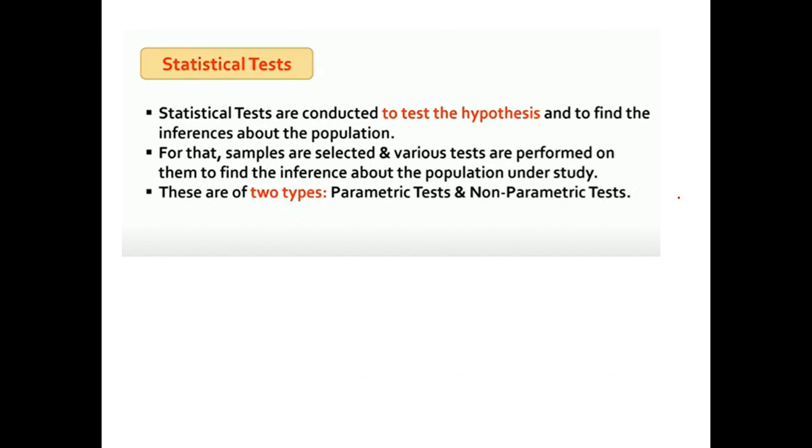Statistical tests are used to perform some inference you want to find from the population. That is why there are two types of tests. For this, we should have some sample selected, and various tests are performed on the sample to find some inference of the population. One is for normally distributed samples assumption, and the other is for non-normal data sets.